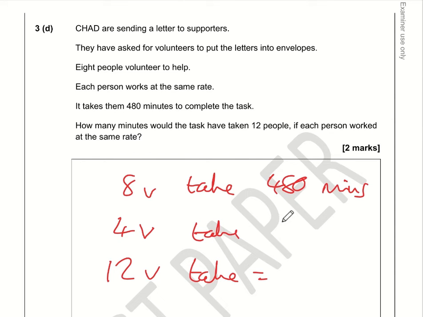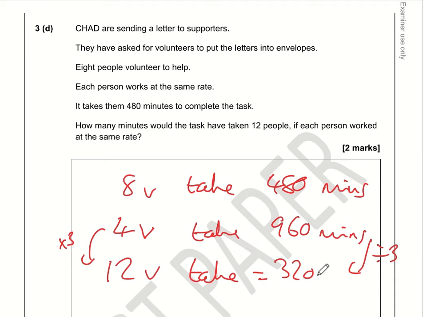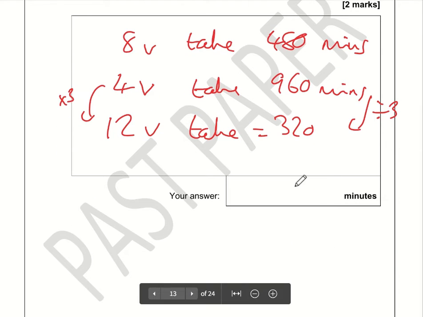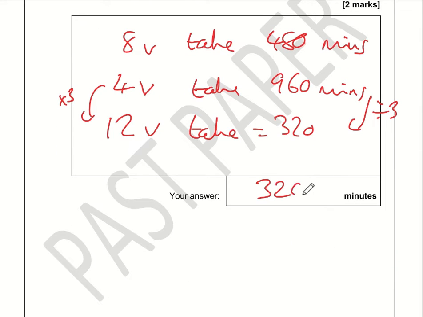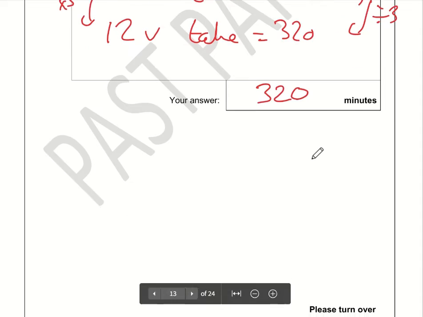480 times by 2 is 960 minutes. But if we've got 12 people, which is 3 times more people, it will take 3 times less, and 960 divided by 3 is 320 minutes. And we don't need to convert that into hours or anything, so there's our answer, 320 minutes.